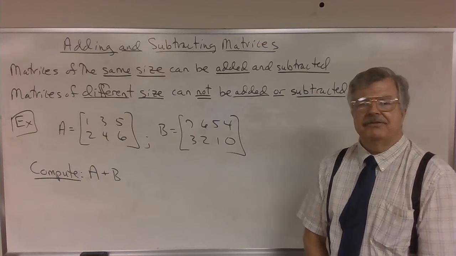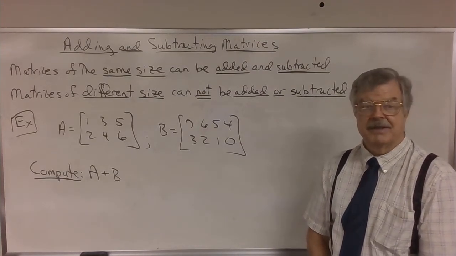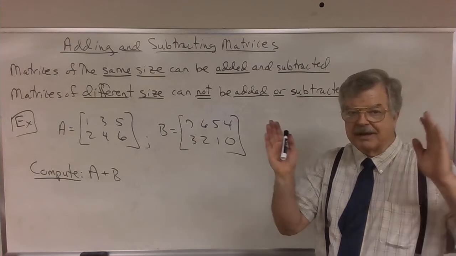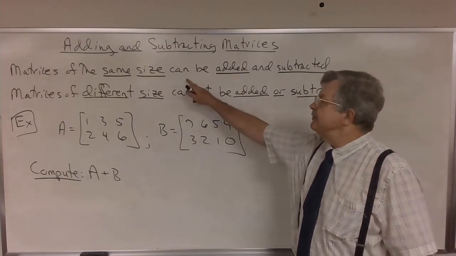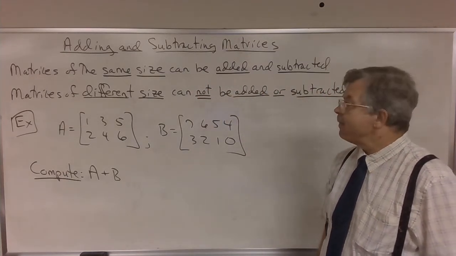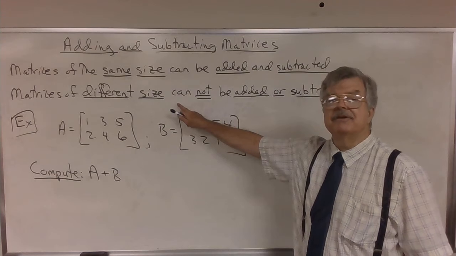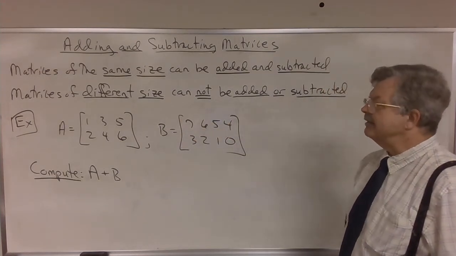One of the reasons that we care about the size of a matrix, number of rows times number of columns, is that matrices of the same size can be added and subtracted. Matrices of different size cannot be added or subtracted.